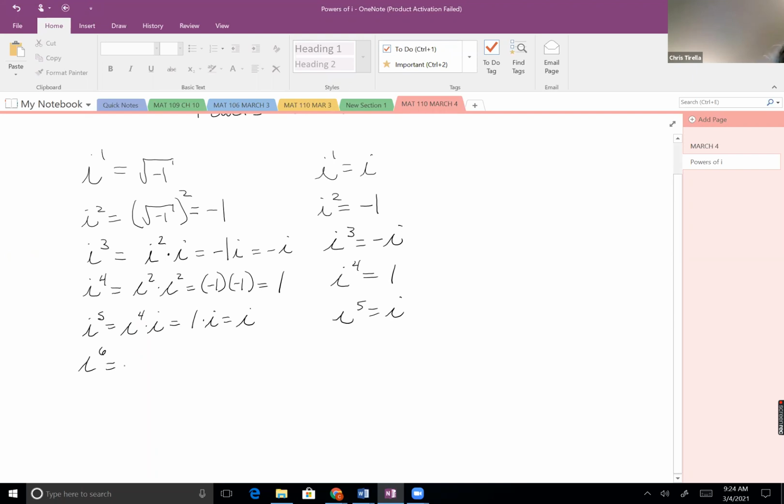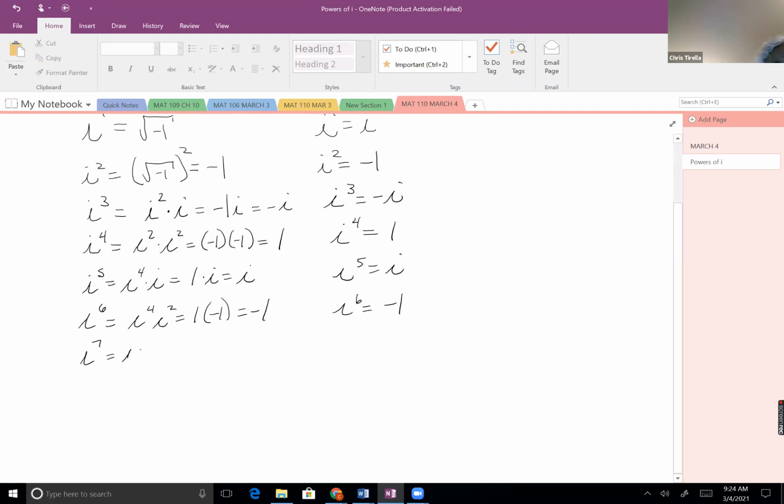And then for i to the sixth, can I see that as i to the fourth times i squared, which would be 1 times, let's see, i squared is -1. So i to the sixth is -1. i to the seventh would be i to the fourth times i to the third. i to the fourth is 1. i to the third is -i. So i to the seventh is -i.